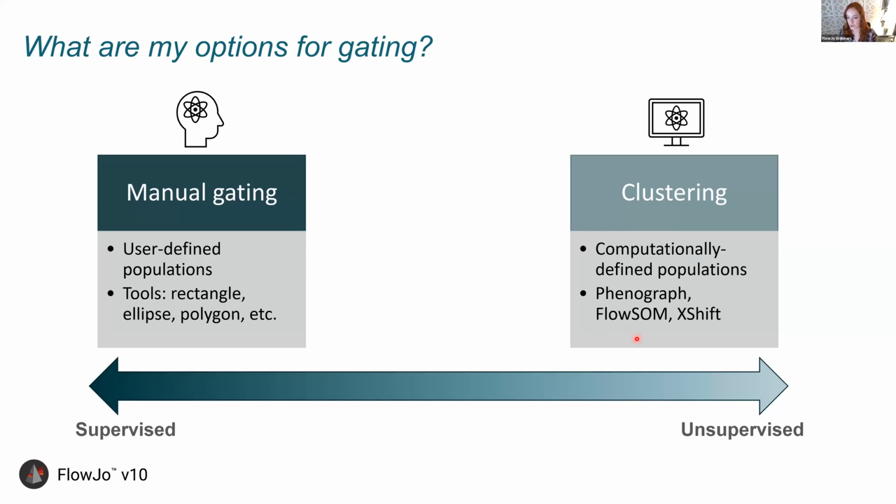And inside FlowJo, we have 3 of these tools available for you to use as plugins. There's Phenograph, FlowSOM, and X-shift. And again, we have webinars on these topics if you'd like to learn about these tools a little bit more.